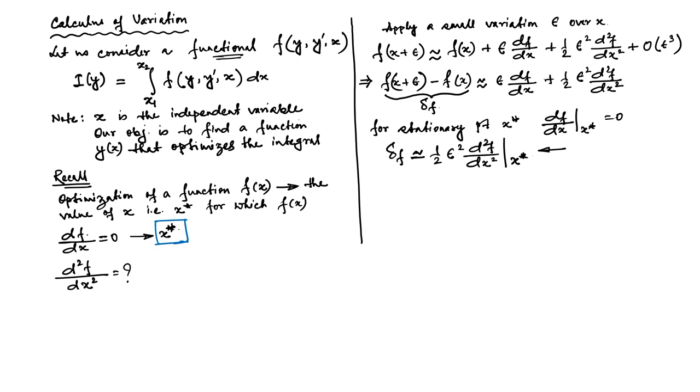Now, we are going to adopt the same logic here, but in this case we have a functional, so we have to be very careful when we adopt this same logic. Nevertheless, the approach will be all the same. We will expand this functional, and the moment we expand it, we will find out this variation, and once we use that variation and find the stationary point, it will not be a point actually, it will be stationary conditions for which we will get the function as the optimal solution.